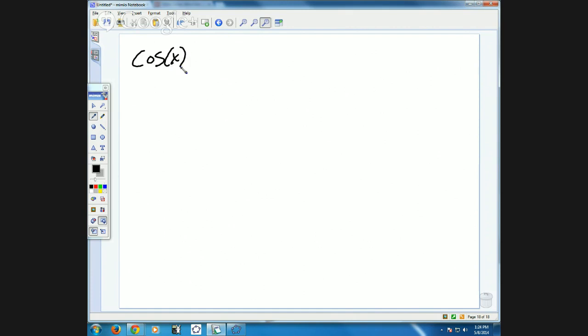Maybe. Cosine is 1 minus 1/2 x squared plus, let's see, what's next? 4 factorial, I'm just going to call it x to the 4th minus 2, 4, 6 factorial x to the 6th, yada, yada, yada. Okay. Sine, let's write it down.